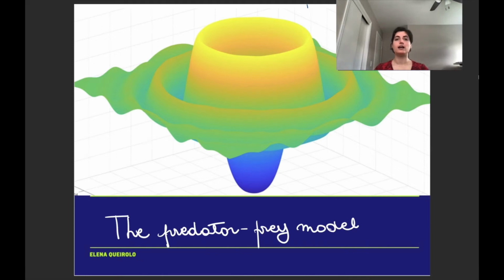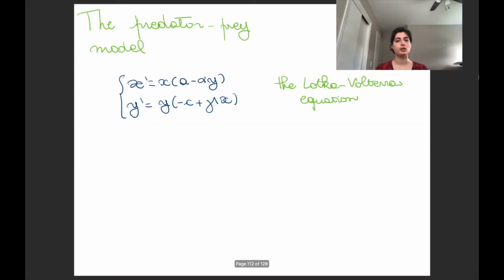The last model for this week is called the predator-prey model. That's a model describing the existence of a prey and the existence of a predator. The idea is that the prey is going to be eaten by the predator.